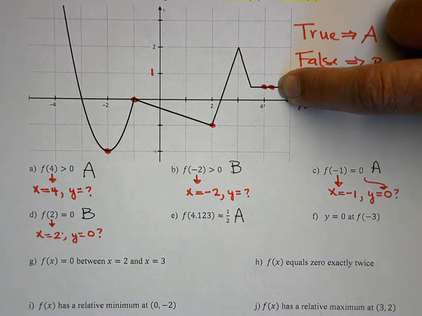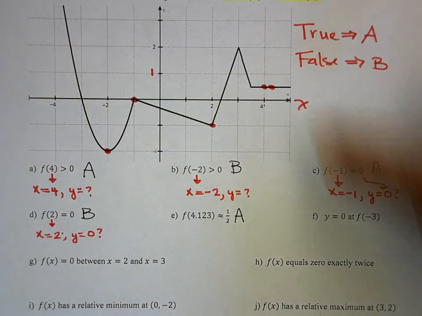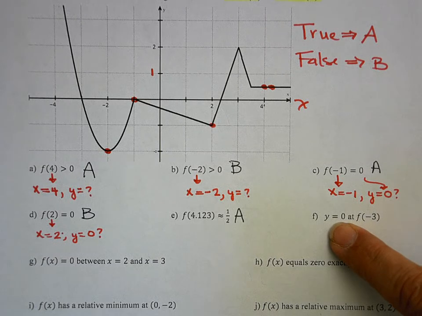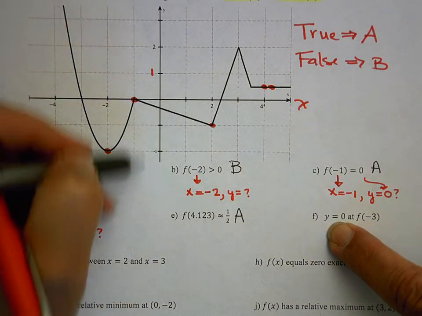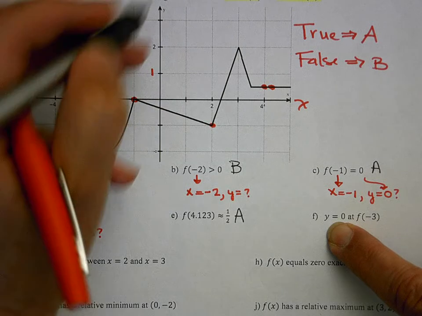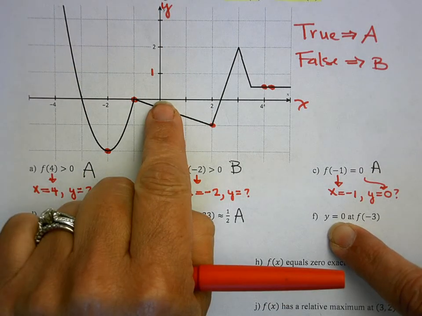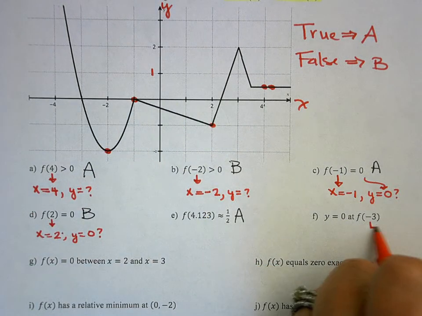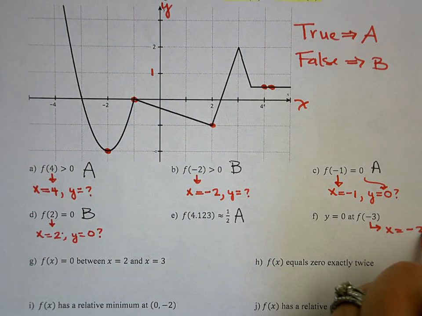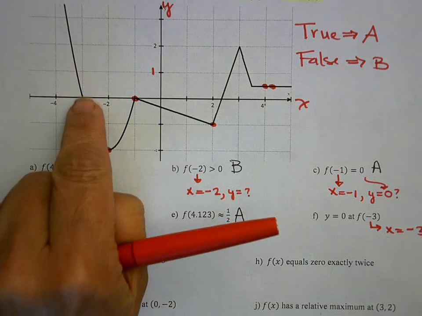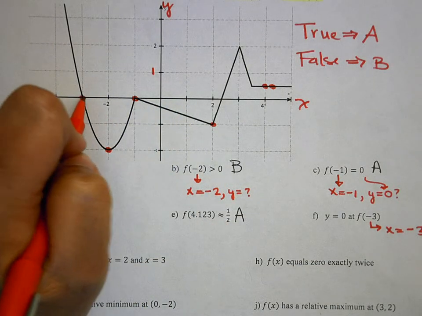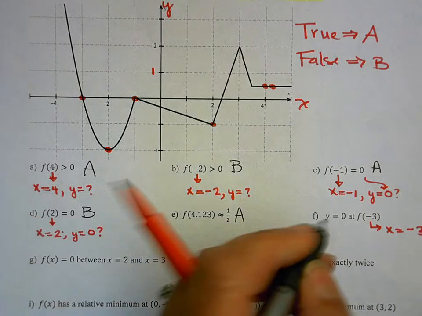Okay. All right, so if I go to y is equal to 0, so that would be here, right? This is my y-axis right here. Does it occur at f of negative 3? So at x equals negative 3. So if I go to negative 3, so that's right there, and my y is equal to 0, and that looks very true to me as well. So that would be the letter A for true.